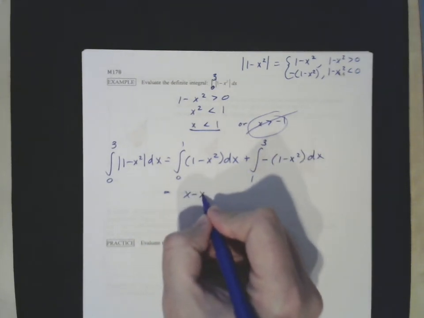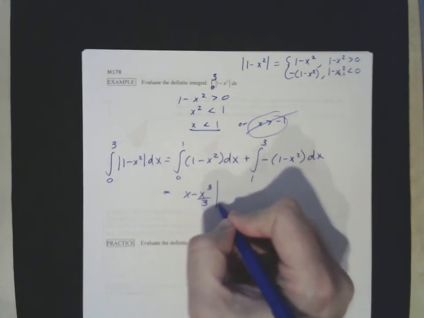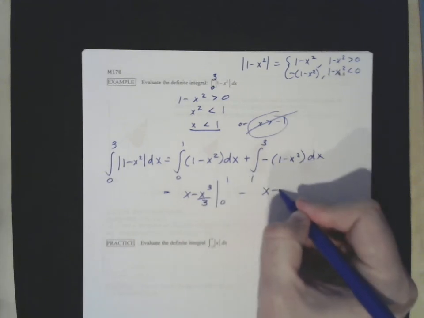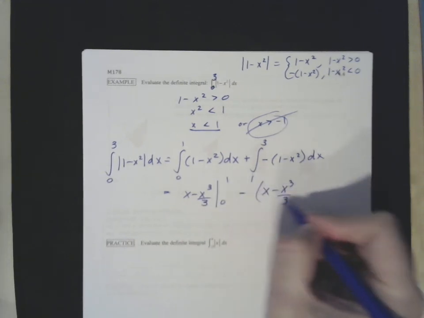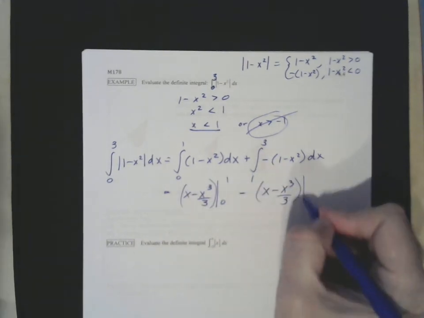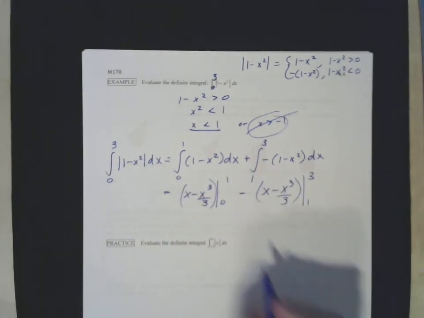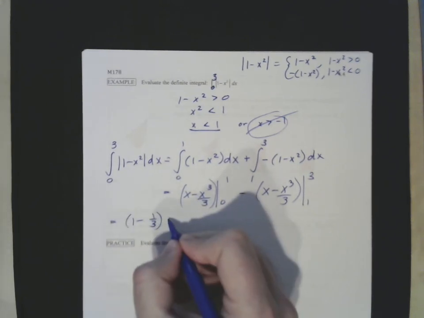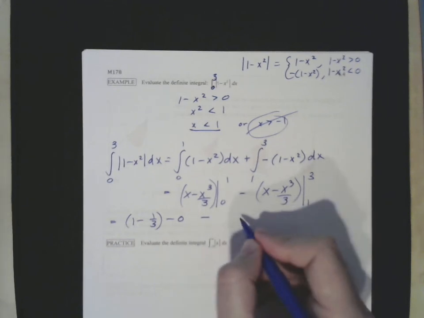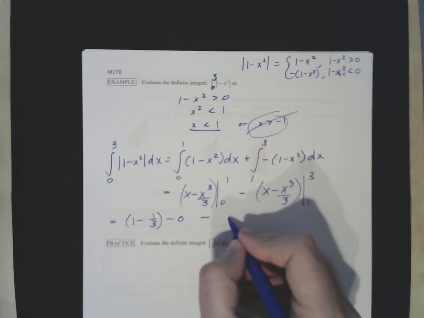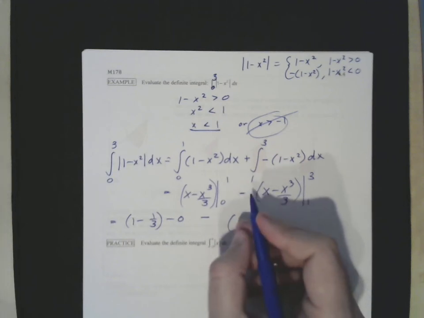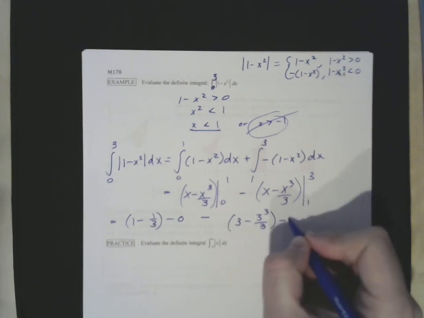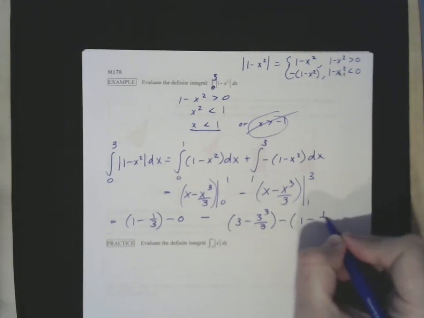So this is x minus x cubed over 3 from 0 to 1 minus, bringing that negative outside, x minus x cubed over 3. I guess we should put those in parentheses, from 1 to 3. And this becomes 1 minus 1/3 minus 0 minus, that's this minus here. This is 3 minus 3 cubed over 3 minus 1 minus 1/3.